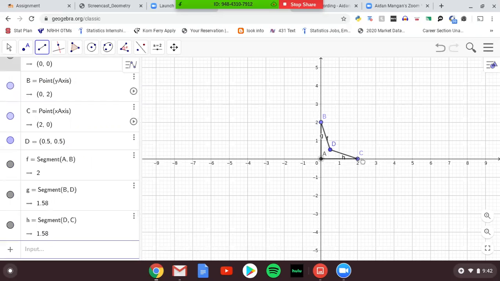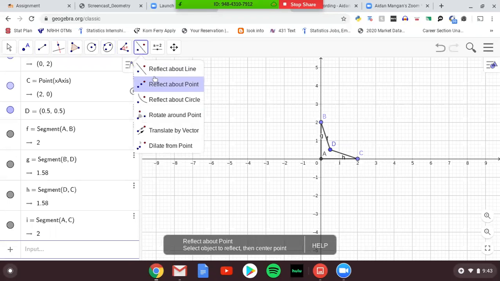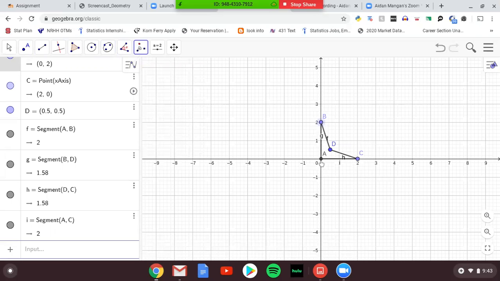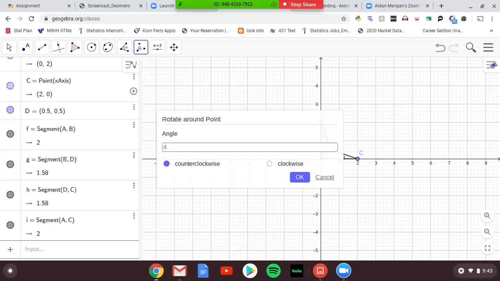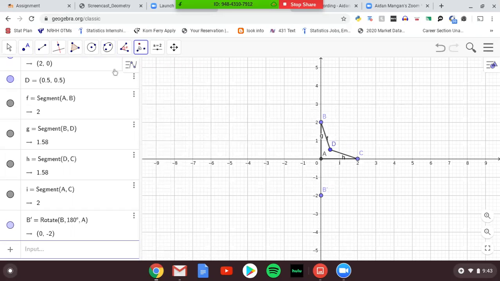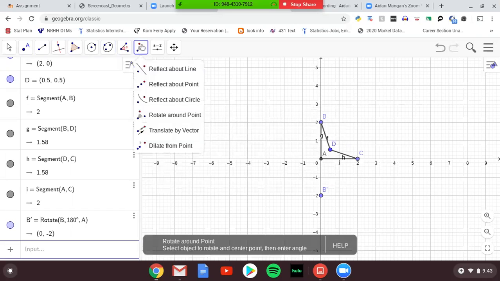We are now going to rotate it 180 degrees, just as requested. So we are going to start here. We're going to rotate around a point, and we're going to be rotating around point A here. So B around A, and we're going to choose a 180-degree angle, counterclockwise or clockwise. Either way, it doesn't matter, because 180 degrees is 180 degrees either way. So there's the first one, and now we're going to do this for the remaining points here.